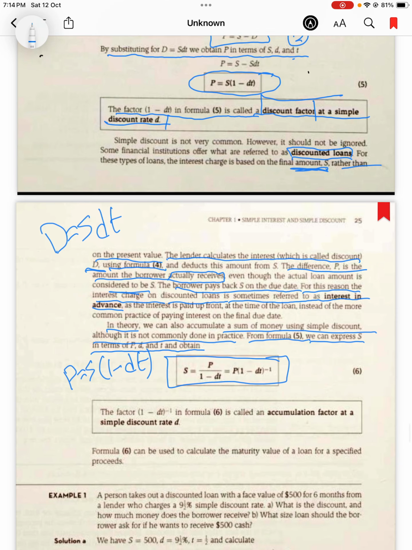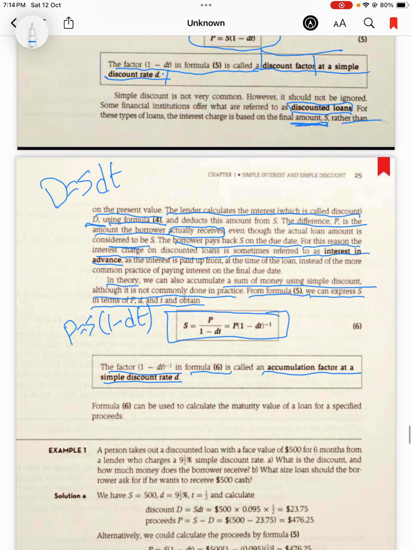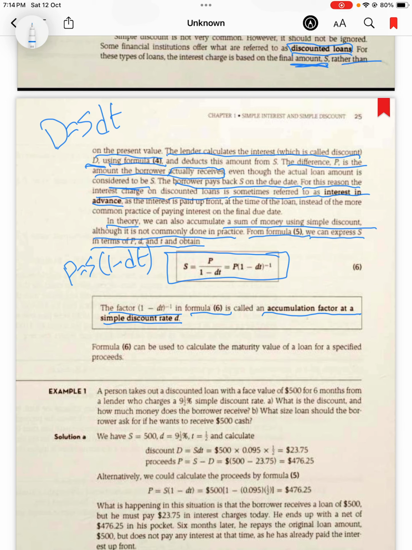The factor 1 minus d t to the power negative 1 in formula 6 is called the accumulation factor at a simple discount rate d. Notice the difference: 1 minus d t is called the discount factor at a simple discount rate d, while here it is the accumulation factor. Formula 6 can be used to calculate the maturity value of the loan for specified proceeds.